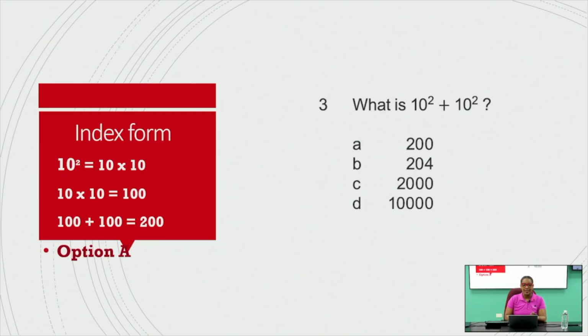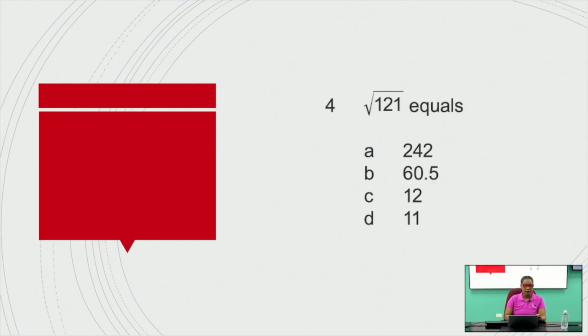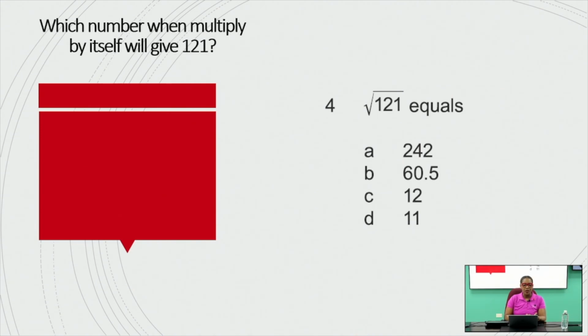So the correct option is A for question 3. All right, we're at question 4. The square root of 121 equals... which number, when multiplied by itself, will give you 121? You want to do some benchmarking here.